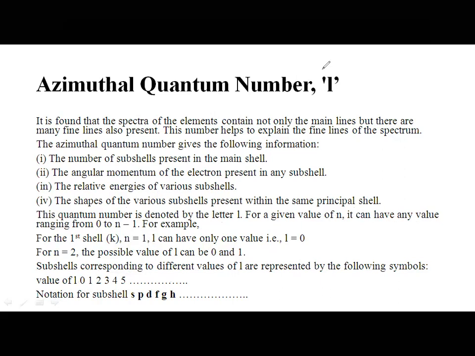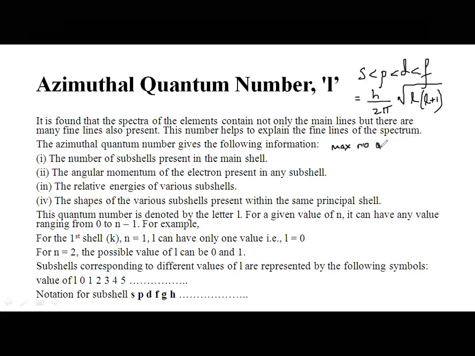Energies of the subshells also are given. See, s subshell has lower energy than p, lower energy than d, lower energy than f. It even tells us about the shapes of the orbitals. It also represents the orbital angular momentum, which is equal to h upon 2 pi root l into l plus 1.